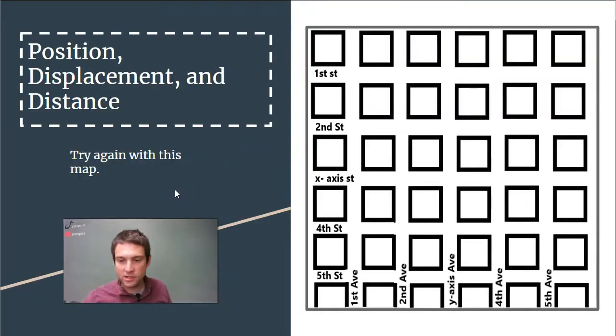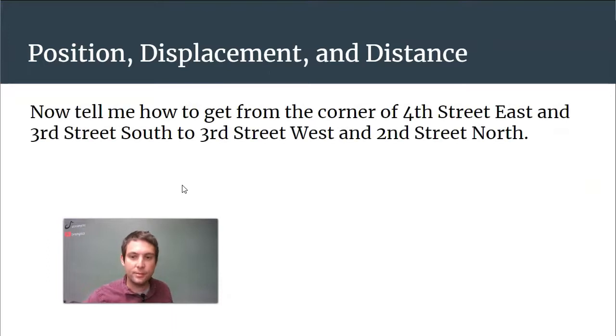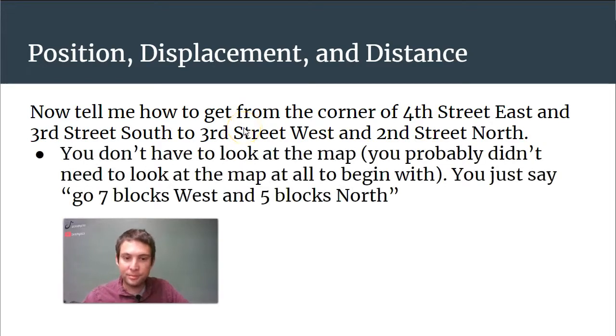Well, let's change the names of the streets and we'll try it again with this map. Looking at it closely. Now tell me how to get from the corner of 4th Street East and 3rd Street South to 3rd Street West and 2nd Street North. You don't have to look at the map, because you can kind of picture it in your head. You could just say go 7 blocks west and 5 blocks north.